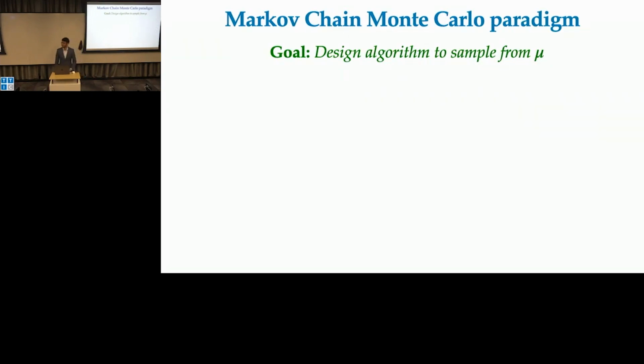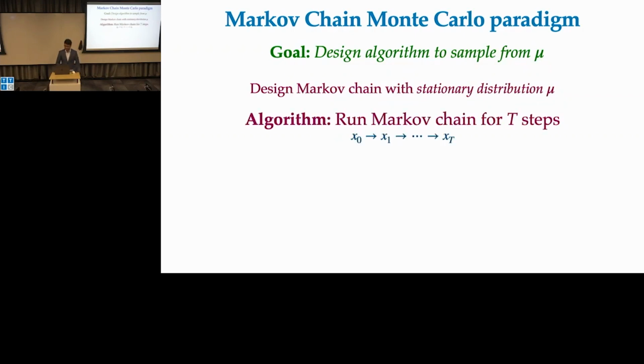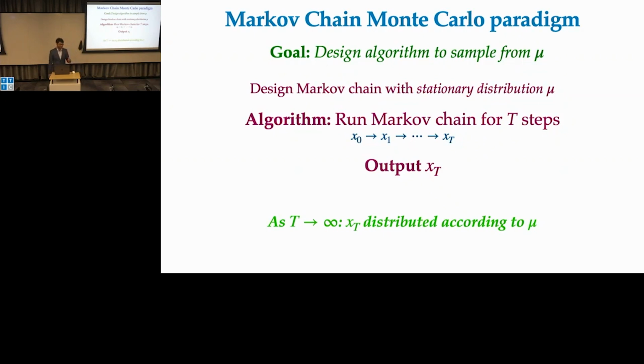Now let me tell you more generally what the Markov chain Monte Carlo paradigm is. In general, your goal is to sample from some distribution mu. You first start off by designing a Markov chain whose stationary distribution is this target distribution mu. And the algorithm is simply run the Markov chain for some number of steps and output the state that you finally ended up at. And as time goes to infinity, you do end up at a state which is distributed according to mu, which you want to sample from.